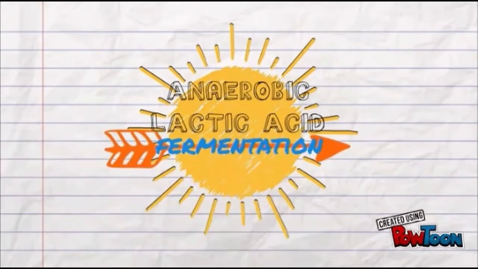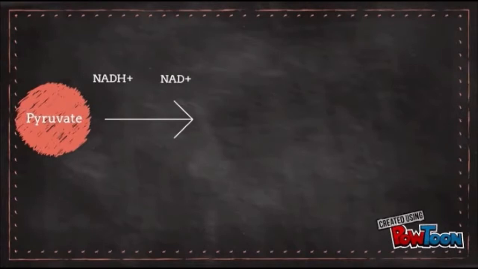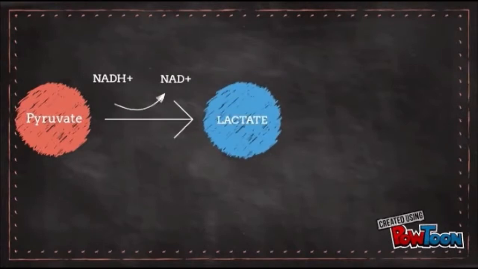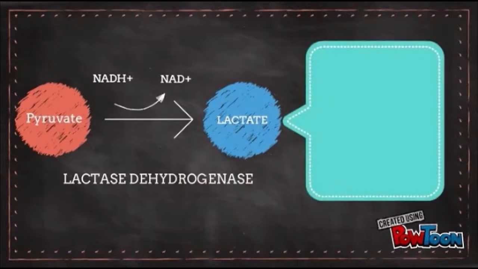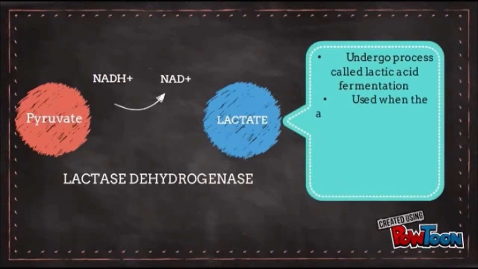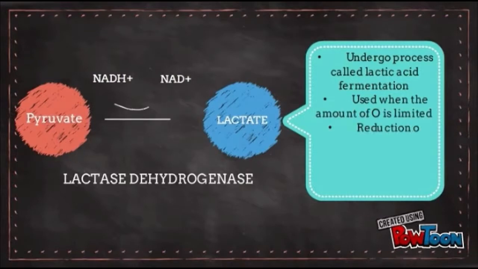Anaerobic lactic acid fermentation. Pyruvate undergoes a process called lactic acid fermentation, used when the amount of O2 is limited. Reduction of pyruvate by NADH to form lactate, catalyzed by lactate dehydrogenase.